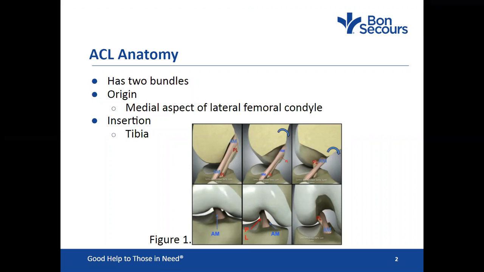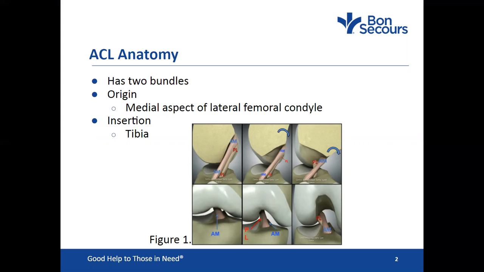The ACL has two bundles that are named based on their insertion on the tibia or the shin bone. They're the anteromedial and the posterolateral bundles. The ACL originates on the medial aspect of the lateral femoral condyle. This is on the femur, which is your thigh bone. It then inserts on the tibia, which is your shin bone.